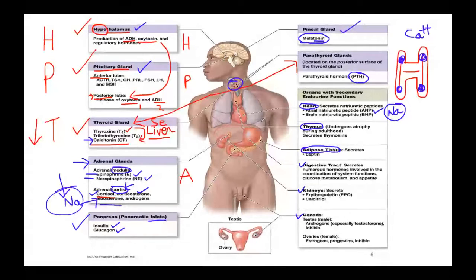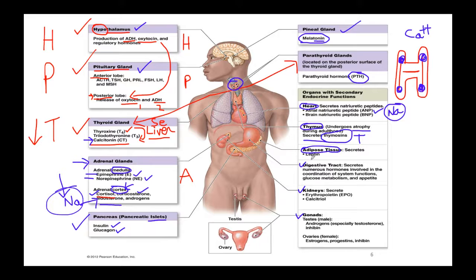The thymus gland is found near the sternum. It really increases in size for the first few years of life, and then it starts to atrophy as we get older. It's involved in our T cell function and immune cell function. It secretes thymosins, which is involved in our immune system function, especially when we talk about T cells.